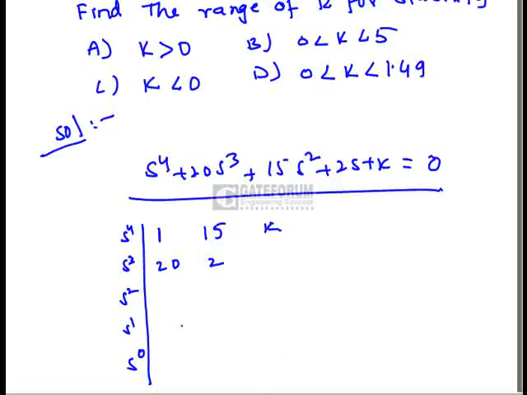Now we have to find all these rows, and after that we have to decide the system stability condition. Now this will be (20 times 15, which is 300, minus 2) by 20, and this will be 14.9. Then the last entry in that row will be k.